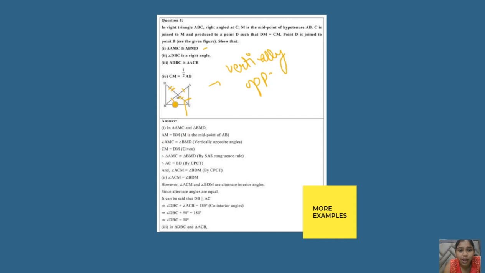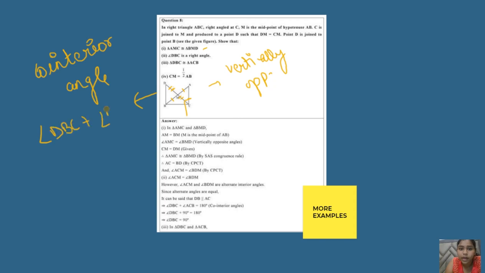So in that case angle DBC plus angle ACB equals 180 degrees by co-interior angles, right? If you find any problem in writing the names of the angles, you can just name them 1, 2, or anything you want. You know that angle ACB is already given as 90 degrees. So by solving this, we'll get DBC equals 90 degrees, right?